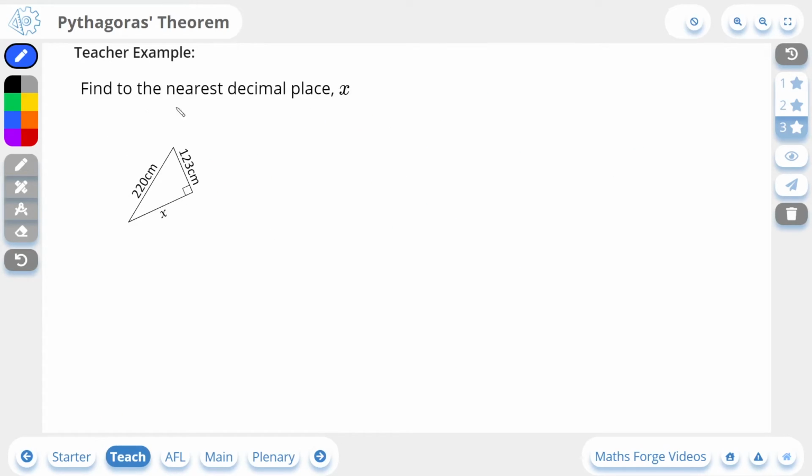Here we're being asked to find x to the nearest decimal place. So in this case, they're giving us the hypotenuse and one of the smaller sides. We have to find the other smaller side. So we're going to do Pythagoras' theorem. We're going to square the two smaller sides and add them together. And we're going to equal this to the largest side, 220 squared. Simplifying this, 123 squared is 15,129 plus x squared. And 220 squared gives us 48,400.